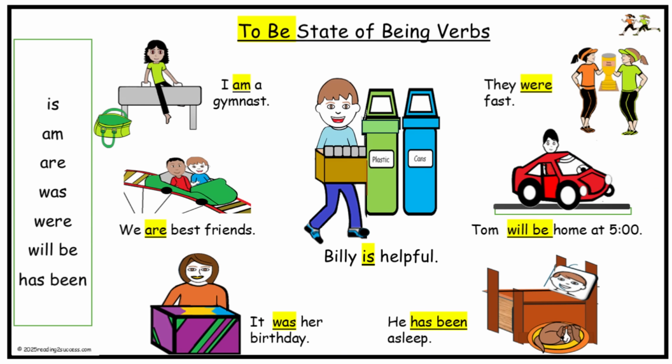When kids are ready, introduce them to the to be state of being verbs. And let's start with the first one in the center. Is, Billy is helpful. I am a gymnast. We are best friends. It was her birthday. They were fast. Tom will be home at 5 o'clock. And he has been asleep.